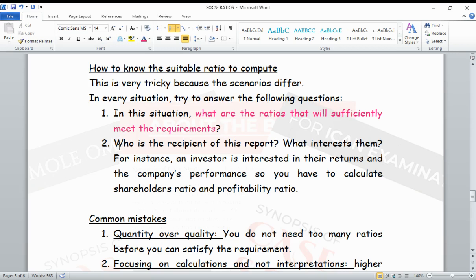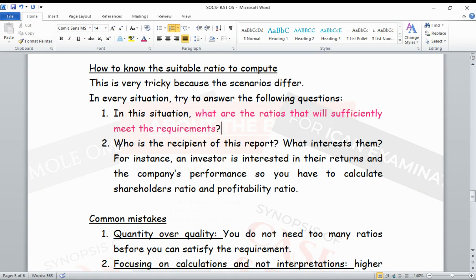The next one is who is the recipient of your report? What interests them? Now, if you are preparing a report for an investor, obviously an investor may not be concerned about some certain things, but an investor definitely will be concerned about the profits. How well are they generating profits? An investor will definitely be concerned about his own investor ratios. What is my dividend per share? What is the dividend payout ratio? What is my return on equity? Many, many questions. What is my earnings per share? And all of that. So you definitely know that investor ratios are a must.